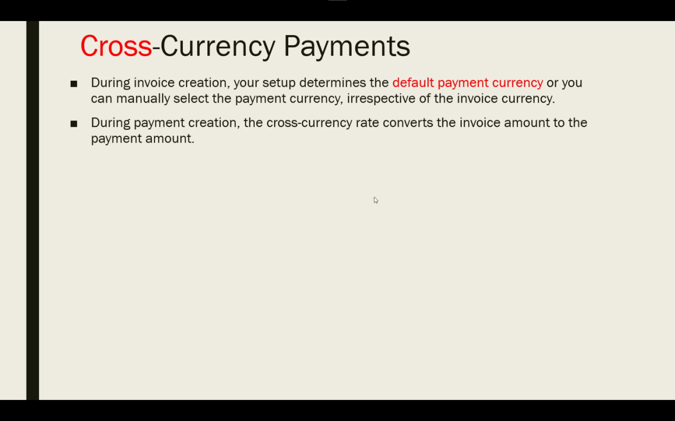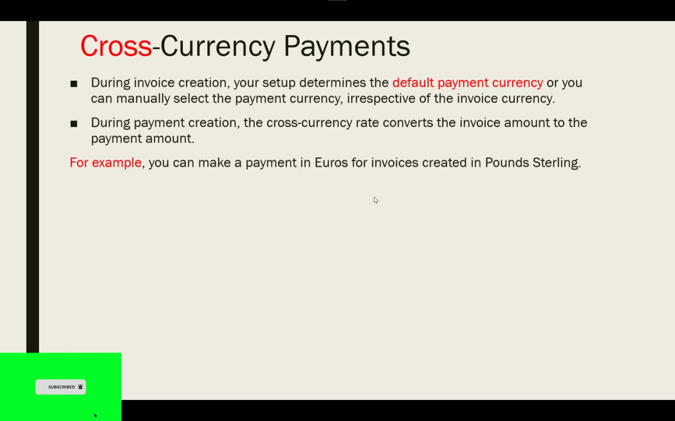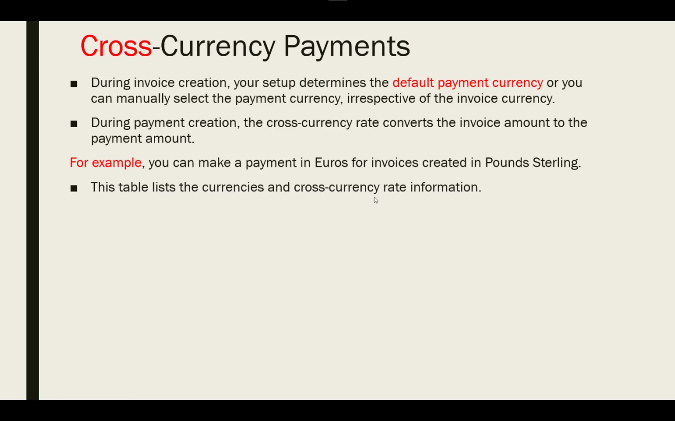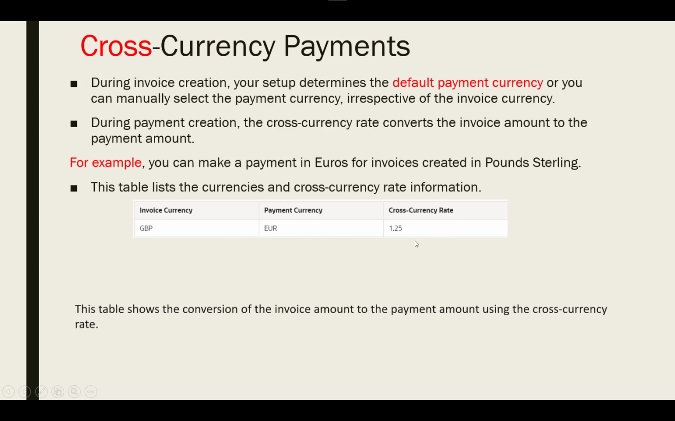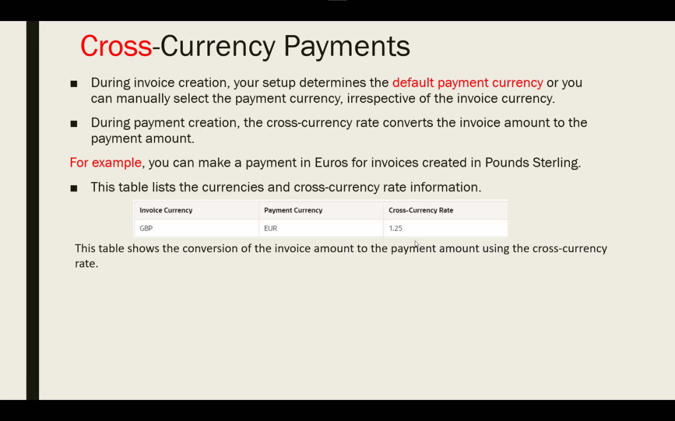What is a cross currency rate? For example, if we have a ledger in USD, an invoice in GBP and a payment currency in euro. We will discuss this example later. For example, you make a payment in euros for an invoice created in pounds sterling. This table lists currency and cross currency rate. As you see here, the invoice currency is GBP and the payment currency is euro. The cross currency rate between these two is 1.25. This table shows the conversion of the invoice amount to the payment amount using the cross currency rate.